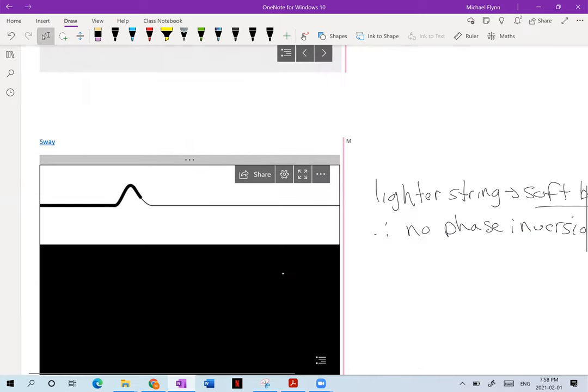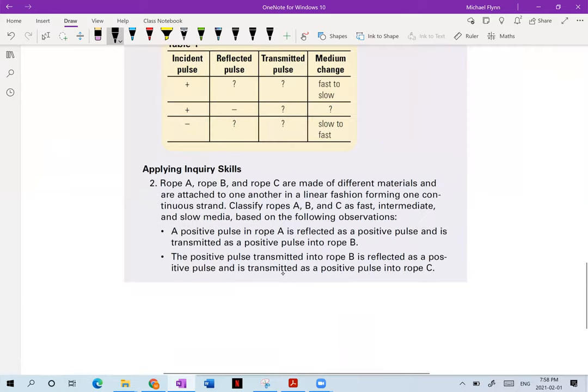Now here it's speeding up, right? So it's bouncing off a lighter medium, which is faster for the waves. And so the crest actually speeds up as it enters the new medium and starts going faster in the lighter string. Now keep that in mind. Now let's look at these questions.